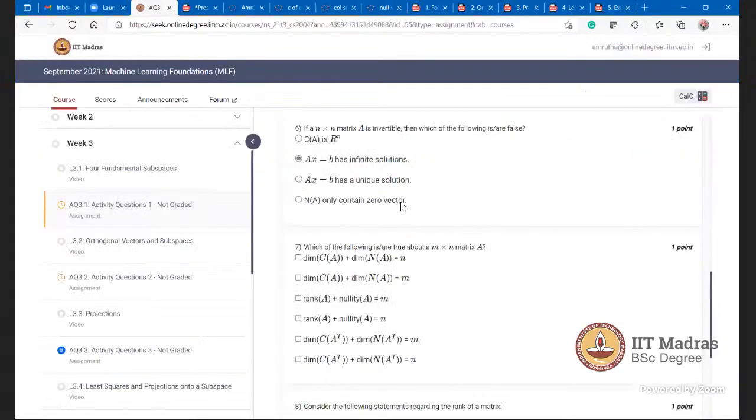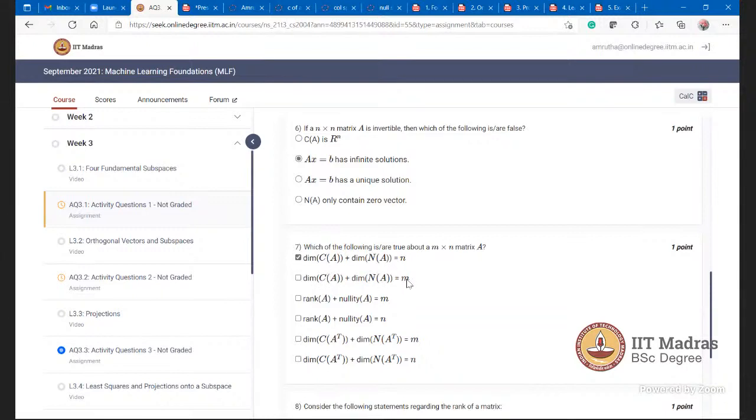So here the question is about the dimension of the column space. The dimension of the column space is the rank of the matrix, that is, the number of linearly independent columns, which is equal to r. And the dimension of the null space of A is the nullity, which gives you n minus r. So r plus n minus r is equal to n. This is your first correct option. And this is an alternate condition: here it is r, here it is n minus r.